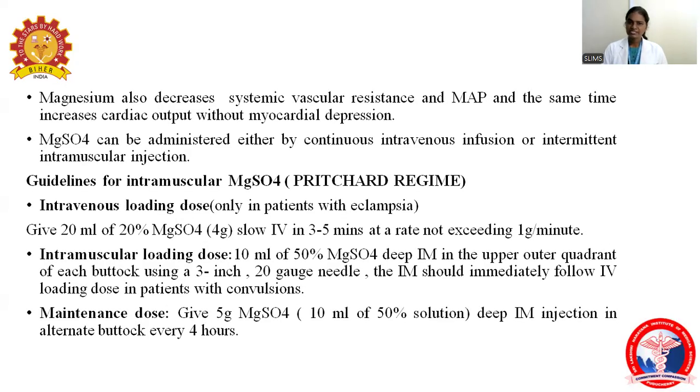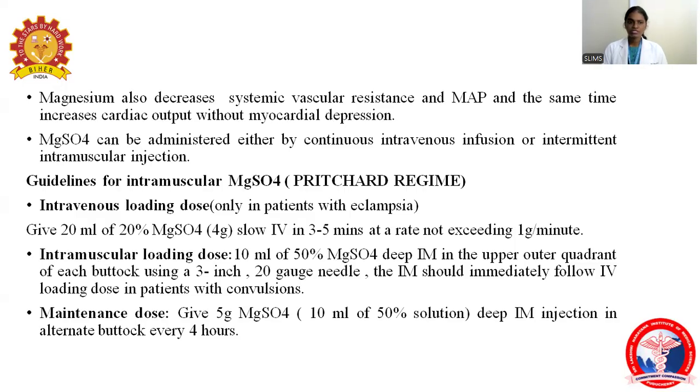Magnesium also decreases systemic vascular resistance and mean arterial pressure. At the same time, it increases cardiac output without myocardial depression. Magnesium sulfate we can administer either by continuous intravenous infusion or by intermittent intramuscular injection. The intramuscular regimen we are following is the Pritchard regimen.